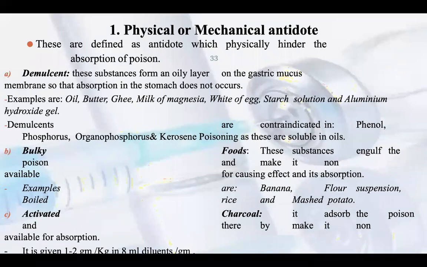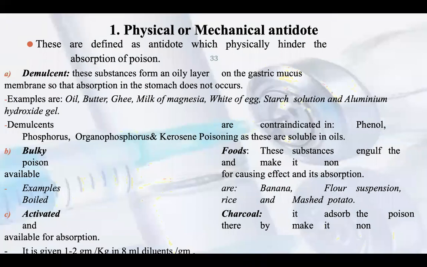The first is physical or mechanical antidotes. These are defined as antidotes which physically hinder the absorption of poison. The first one is demulcent. These substances form an oily layer on the gastric mucous membrane so that absorption in the stomach does not occur. Examples of demulcents are oil, butter, ghee, milk of magnesia, white of egg, starch solution, and aluminum hydroxide gel.